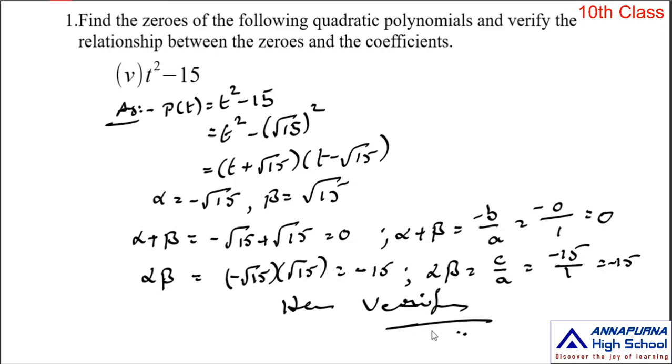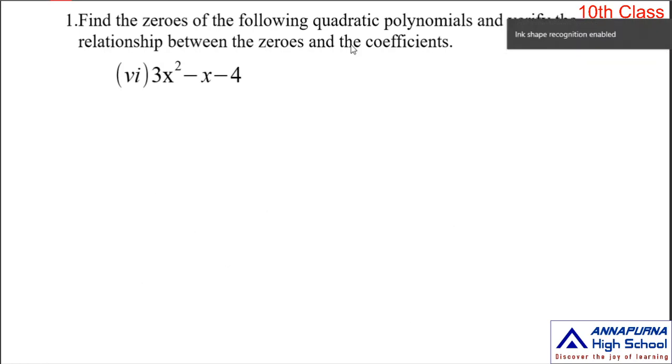Okay, so in the same way, let us try to do the sixth one. Okay, so this is the sixth one. The given polynomial is 3x square minus x minus 4. It is in standard form. I think you can verify the relation between the zeros and the coefficients of this quadratic polynomial very easily. Okay, so you can do it on your own. So this is the first Roman in exercise 2.2.